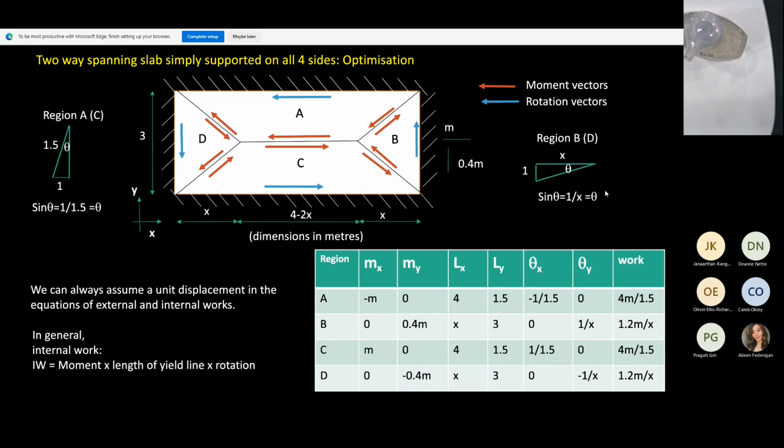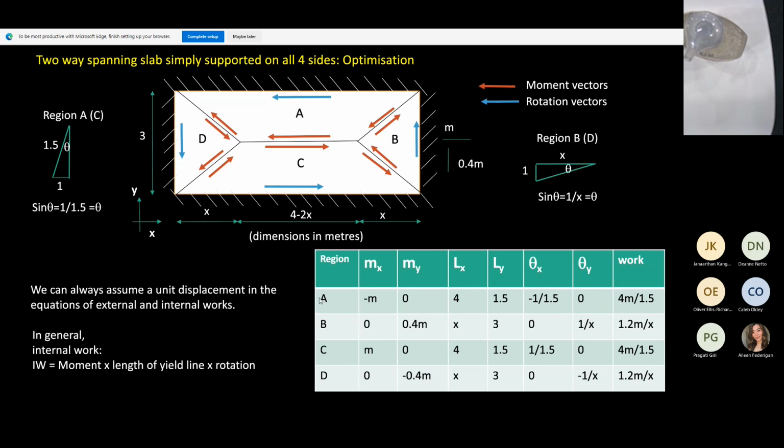That's it. So these are all the terms for region A, and all you do now is multiply mx lx theta x plus my times ly times theta y, add them up together, and I think you should get 4m over 1.5, okay? Because you've got m, minus by minus is a plus, so you have 4m over 1.5.